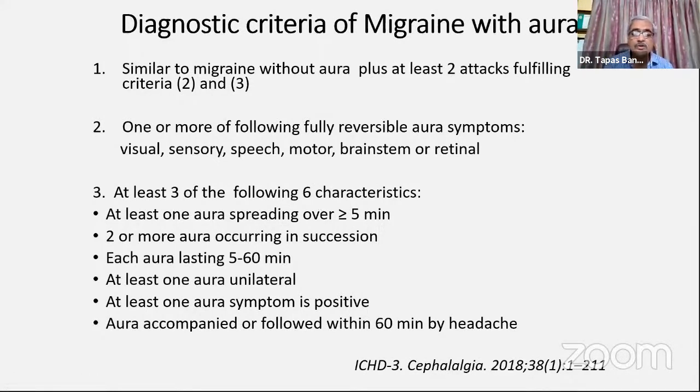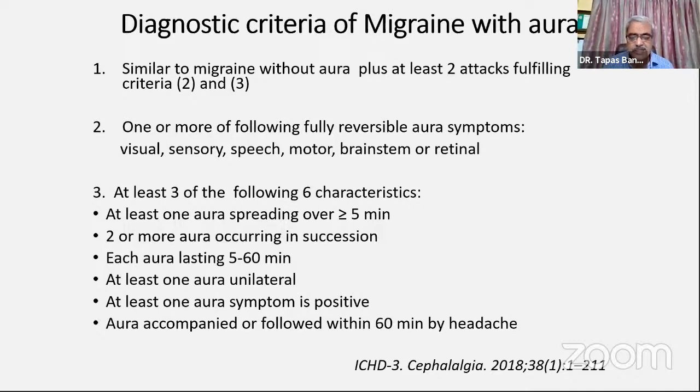At least one aura should spread over more than 5 minutes, two or more auras occur in succession, and each aura lasts from 5 to 60 minutes. At least one aura is unilateral, at least one aura symptom is positive, and the aura is accompanied or followed within 60 minutes by headache. This is the definition from Cephalalgia 2018. But for the last 3 decades, for the last 30 years, the diagnostic criteria of migraine with and without aura have been more or less the same.